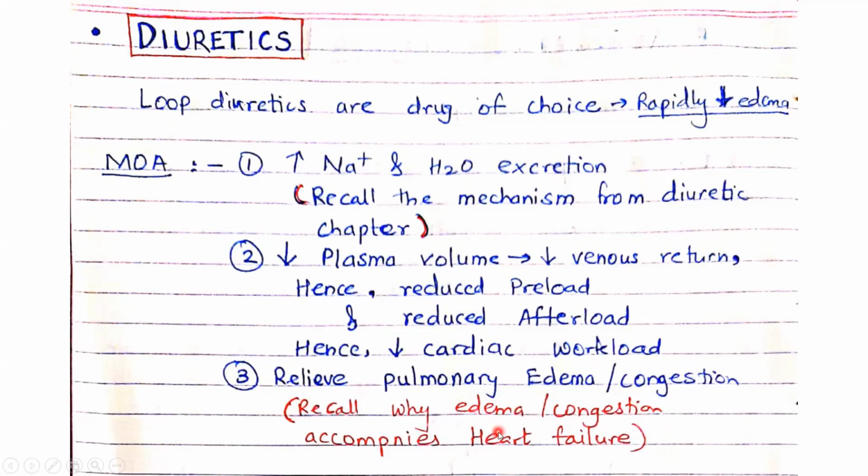I have explained why edema occurs. That pulmonary edema will also be relieved with the help of diuretics, because they cause an overall decrease in the interstitial fluid volume. So your loop diuretics, or overall diuretics, whichever you use, are going to give you increased water and sodium excretion from the body. That is going to lead to a decrease in the plasma volume, which ultimately reduces the workload on the heart, and that will solve the problem of edema also.